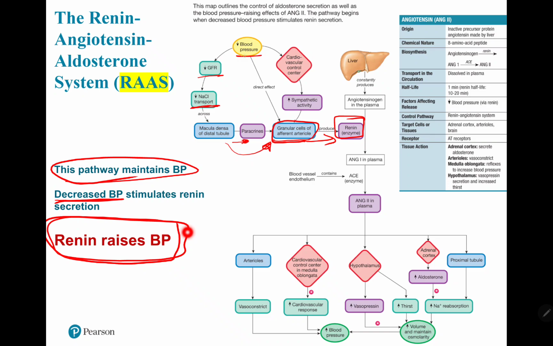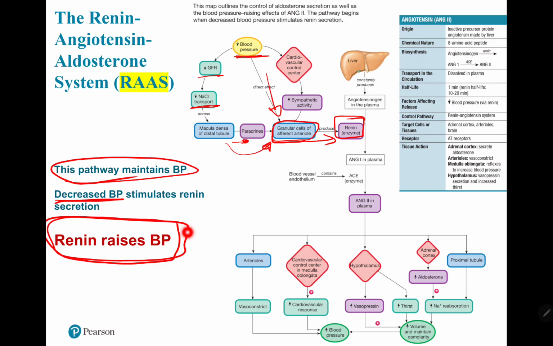Or if you have a drop in blood pressure, that's a drop in pressure, and these granular cells are those baroreceptors. If they sense a drop in pressure, then they're going to release renin. So there's a three-pronged attack, essentially, for renin release.